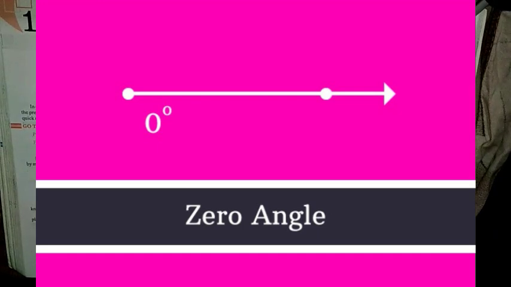Then the last type of angle is the zero angle. According to the definition, an angle whose measure is 0 degrees is called a 0 degree angle.